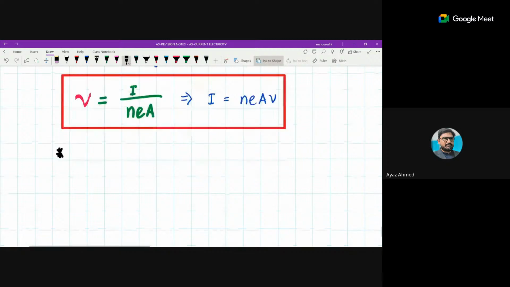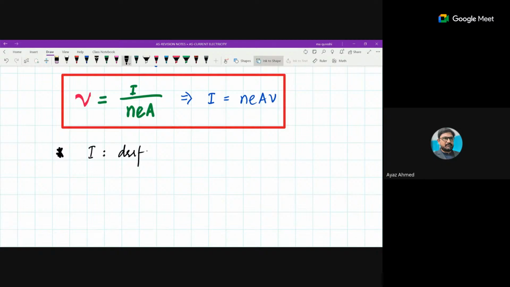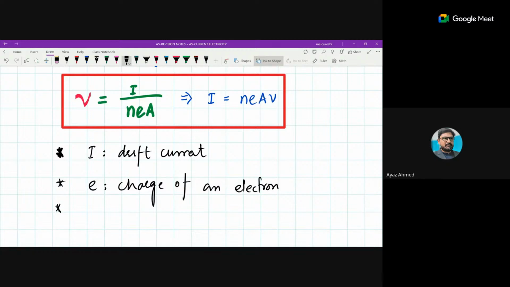Okay, first let's talk about what these symbols are. When we talk about the symbology, I is the drift current. E is the charge of an electron. It is constant. It does not have any change. And N is number density. It's very important, so I'm just going to write it with red. It is your number density, and it is asked to you deliberately, number density.